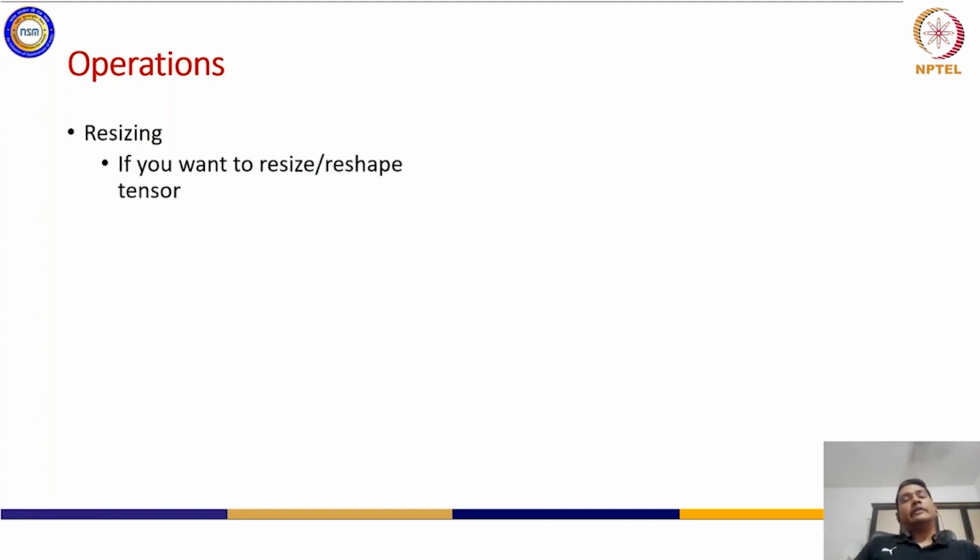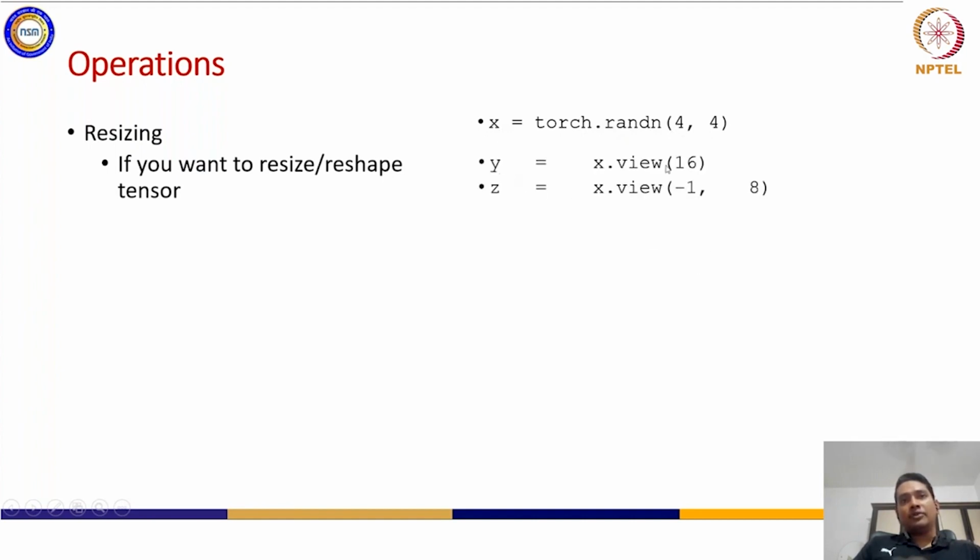You can also resize the tensors. If you want to resize or reshape the tensors, let's say we have one random tensor x of 4 by 4, and we want to resize it to, let's say, 1 dimension. So this is a 2-dimensional tensor that we have defined as x. Now y is equal to x dot view. The view function is used to resize your tensor. Here there were a total of 16 elements in that 2-dimensional tensor, and now we have a one-dimensional tensor with 16 elements. So view has flattened that two-dimensional tensor into a one-dimensional tensor.